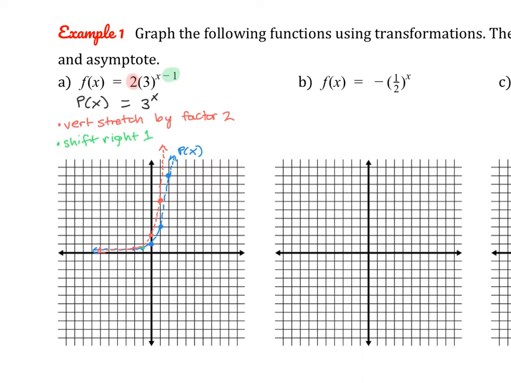So that first point will shift to the right 1, second one shifts to the right 1, this is going to shift to the right 1, and this is going to shift to the right 1. So our final graph is here in green. So we can label that f of x. So again, just remember we should always address transformations that involve multiplication before addition or subtraction. So we have to do the vertical stretch first and then shift our graph to the right 1.